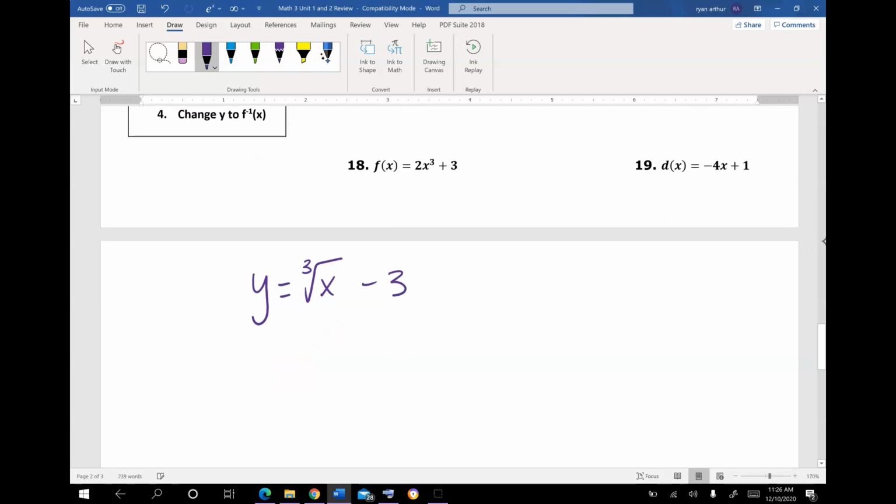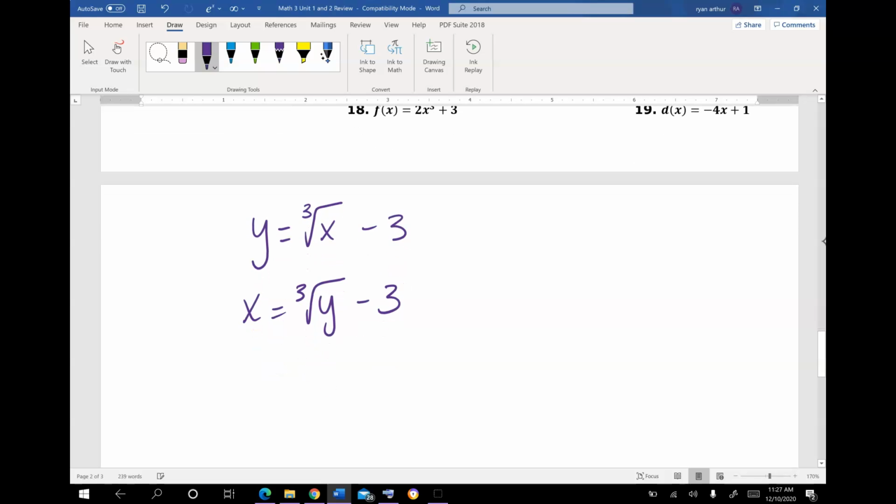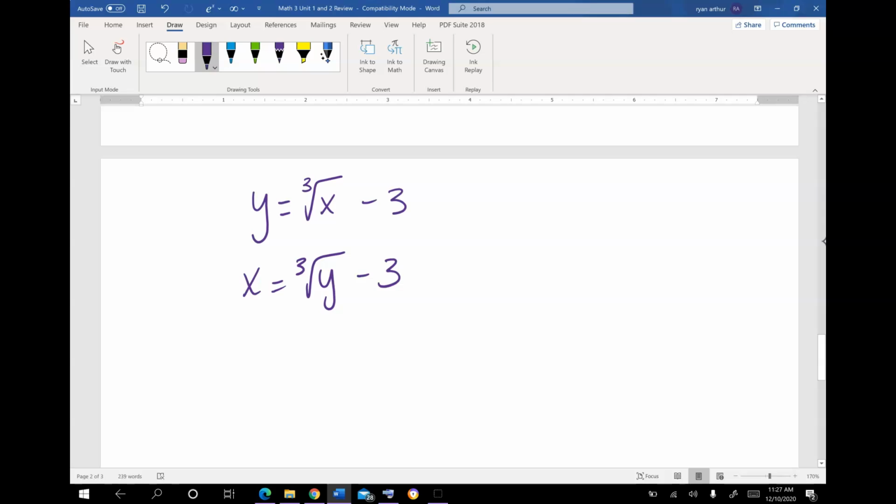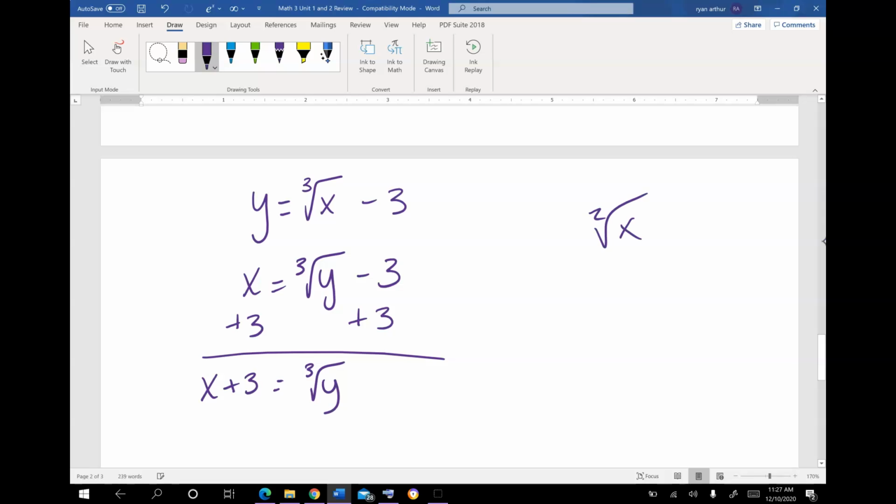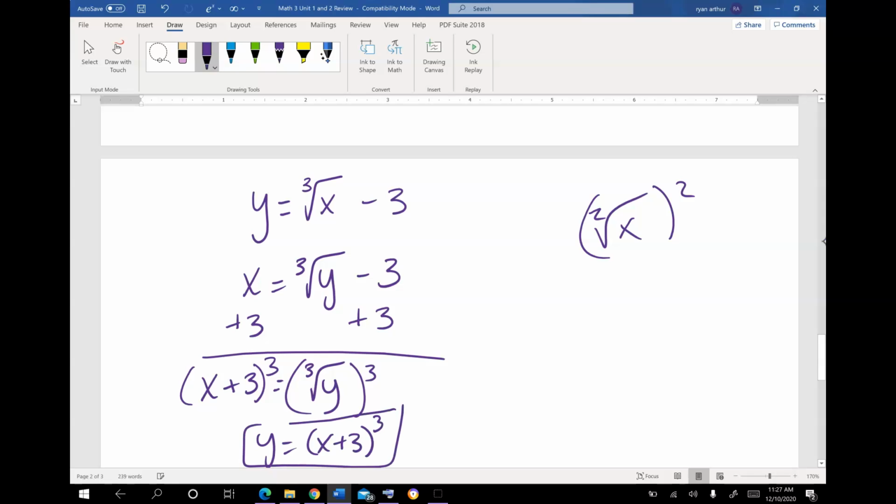So switch your X and Y. So now it's X equals the cube root of Y minus 3. And then do what you've done since the beginning of your algebra days when X came into the program. You're solving for Y. When you're solving for Y, you get rid of the person who's furthest away from Y, which will be 3 here. So we're going to add 3. So now I have X plus 3 equals the cube root of Y. To get rid of the square root, you square it, that means you're going to cube the cube root. So Y now equals X plus 3 cubed. And that's the inverse. Okay?